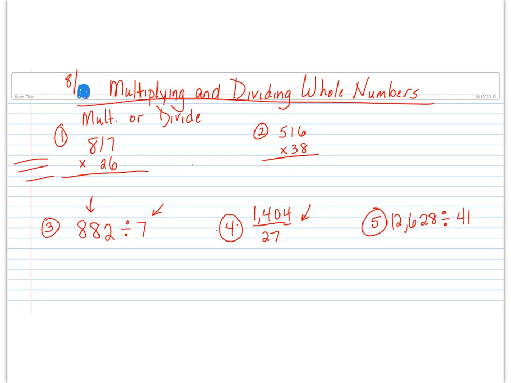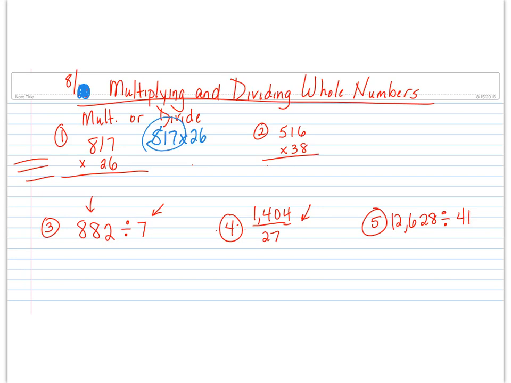Alrighty, today we're going to be talking and reviewing multiplying and dividing whole numbers. Okay, so remember when we multiply, you're going to write these problems down. Number one, if it were written out like this, 817 times 26, going straight across, you're going to put the larger number with more digits in it on top and multiply by the smaller number.